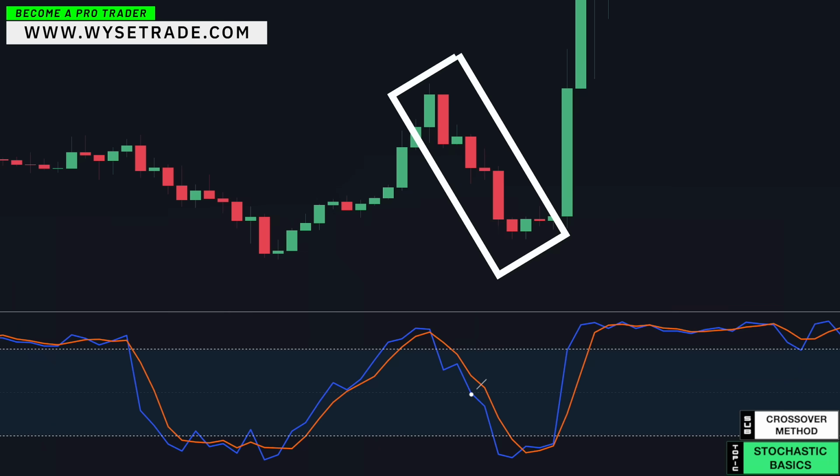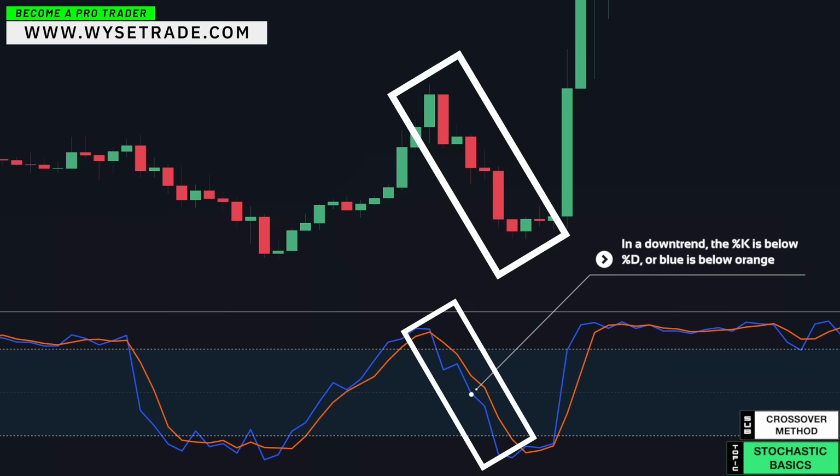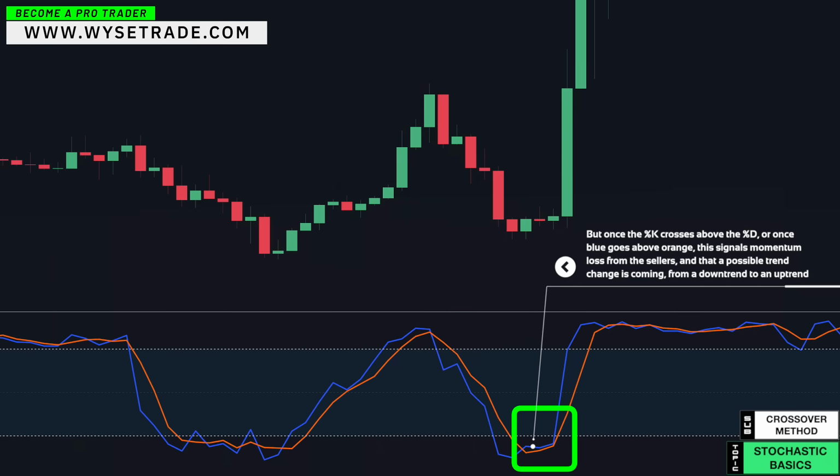In a downtrend, the percentage K is below the percentage D, or blue is below orange. But once the percentage K crosses above the percentage D, or once blue goes above orange, this signals momentum loss from the sellers and that a possible trend change is coming from a downtrend to an uptrend.